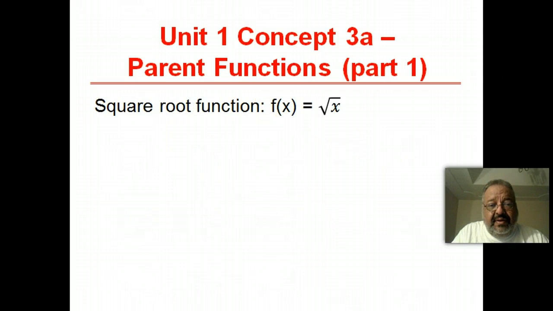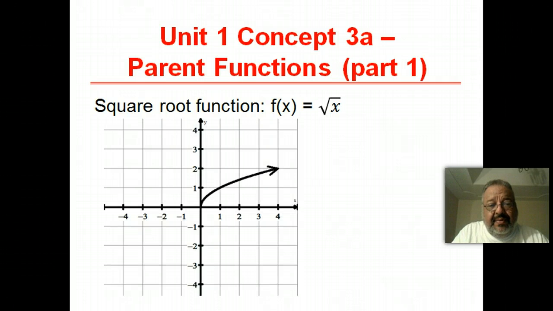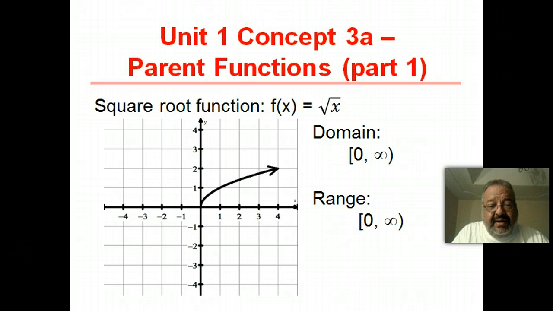Alright, the next function we're looking at is a square root function, and it looks like f of x is equal to the square root of x. And it kind of looks like a parabola turned sideways, or actually half a parabola. Now the domain is going to go from 0 to infinity, and the range is also exactly the same, from 0 to infinity, because the lowest value it takes is 0 and the highest is infinity.